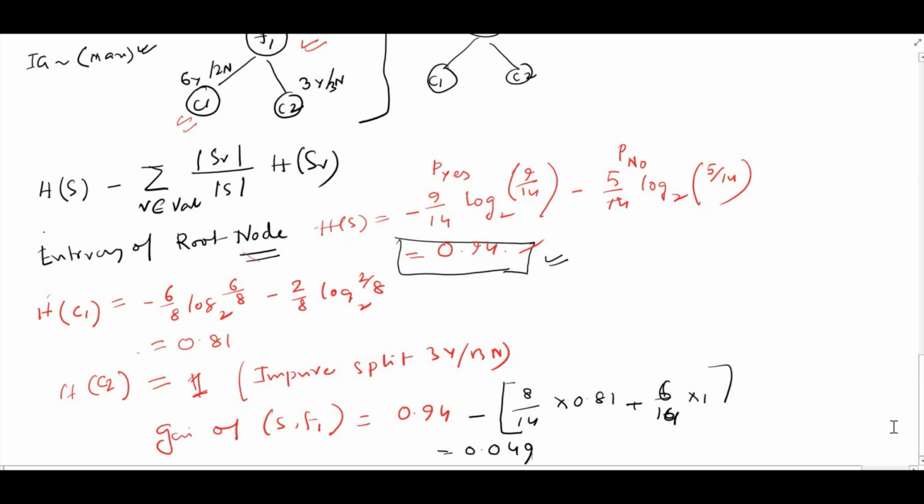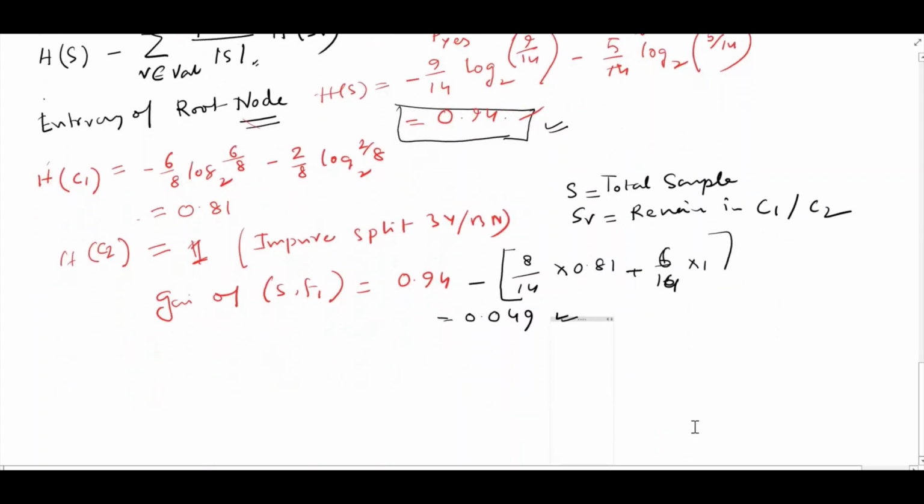So when we are considering this formula, S is basically the total sample, and SV is the remaining in C1 and C2. So you will get this value, 0.049. So that's the gain.